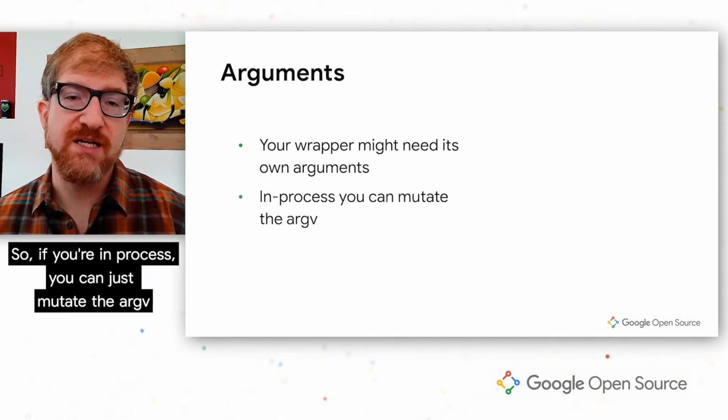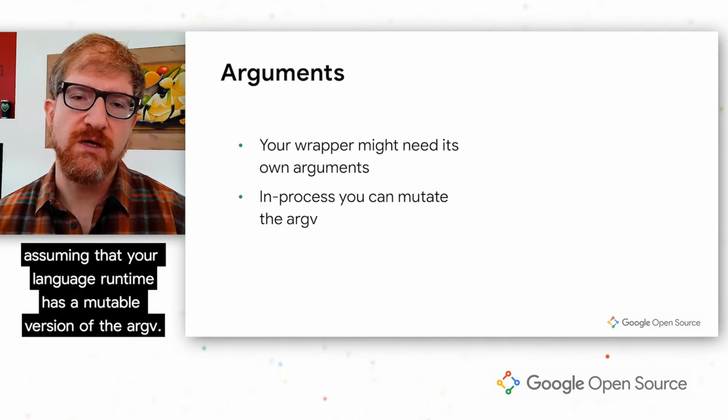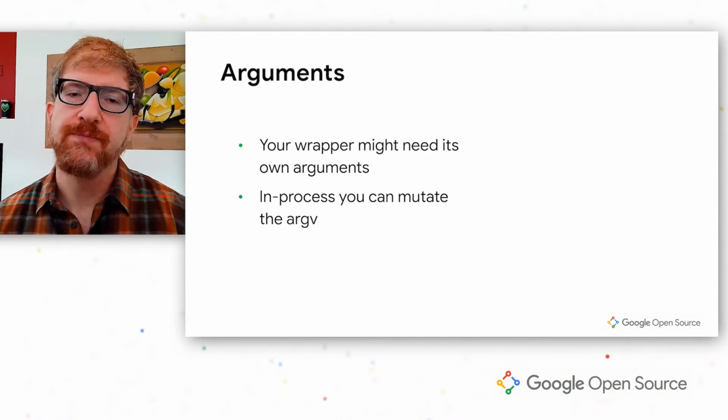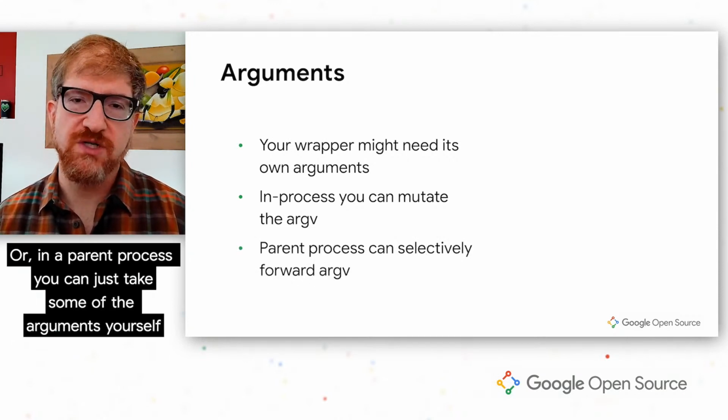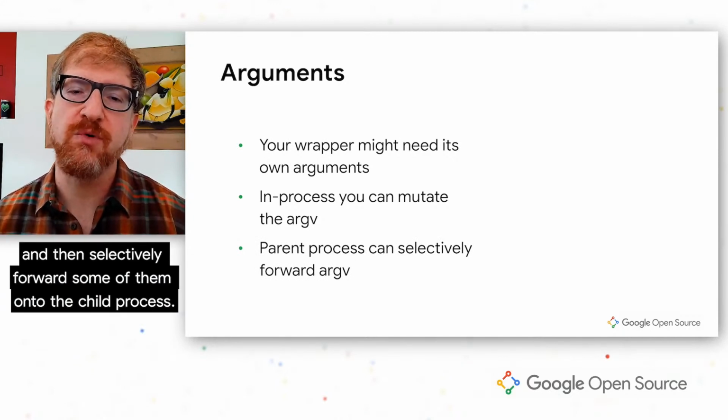So if you're in process, you can just mutate the argv, just strip some things off of it, assuming that your language runtime has a mutable version of the argv. Or in a parent process, you can just take some of the arguments yourself and then selectively forward some of them onto the child process.